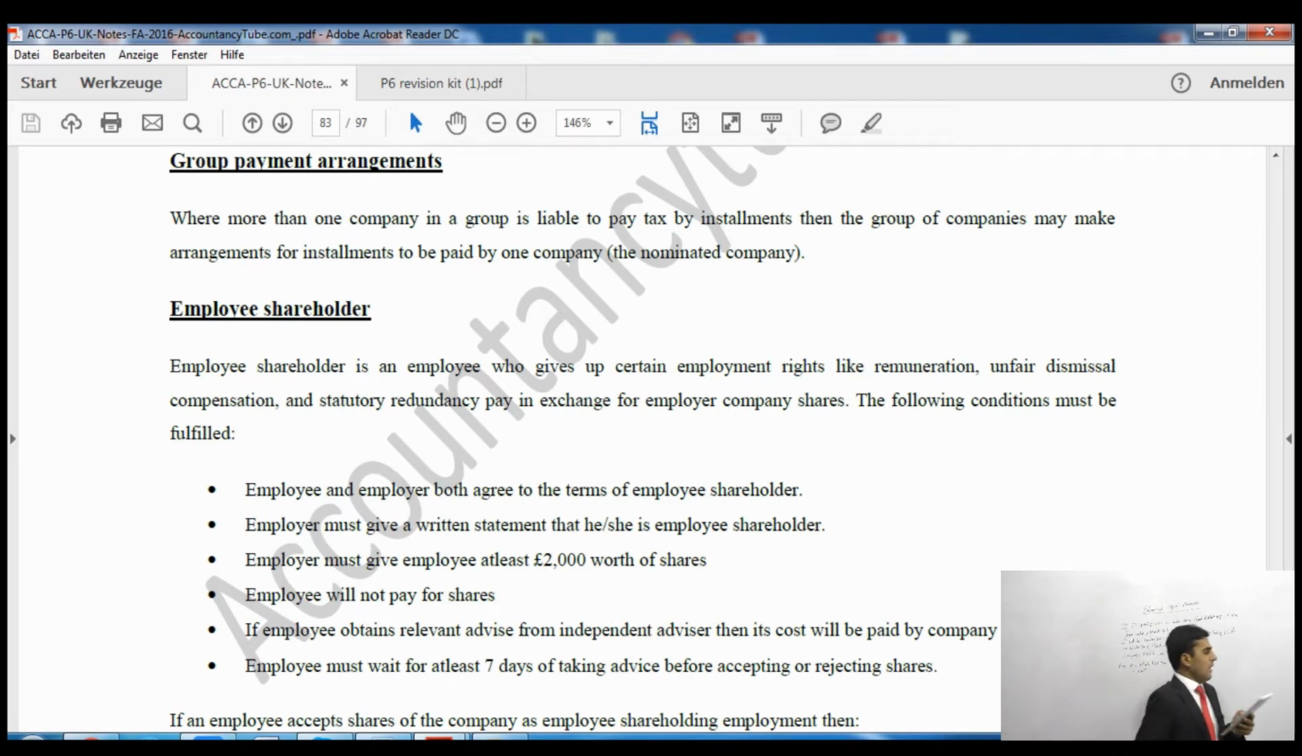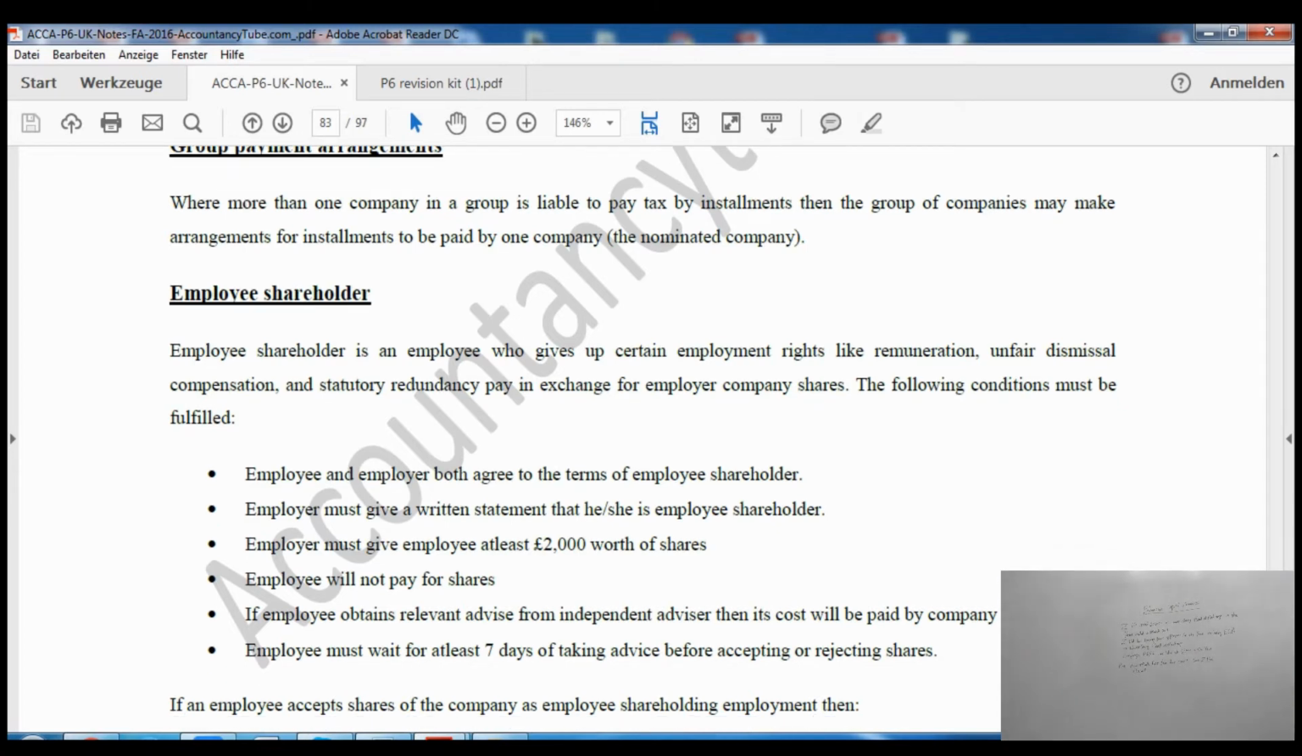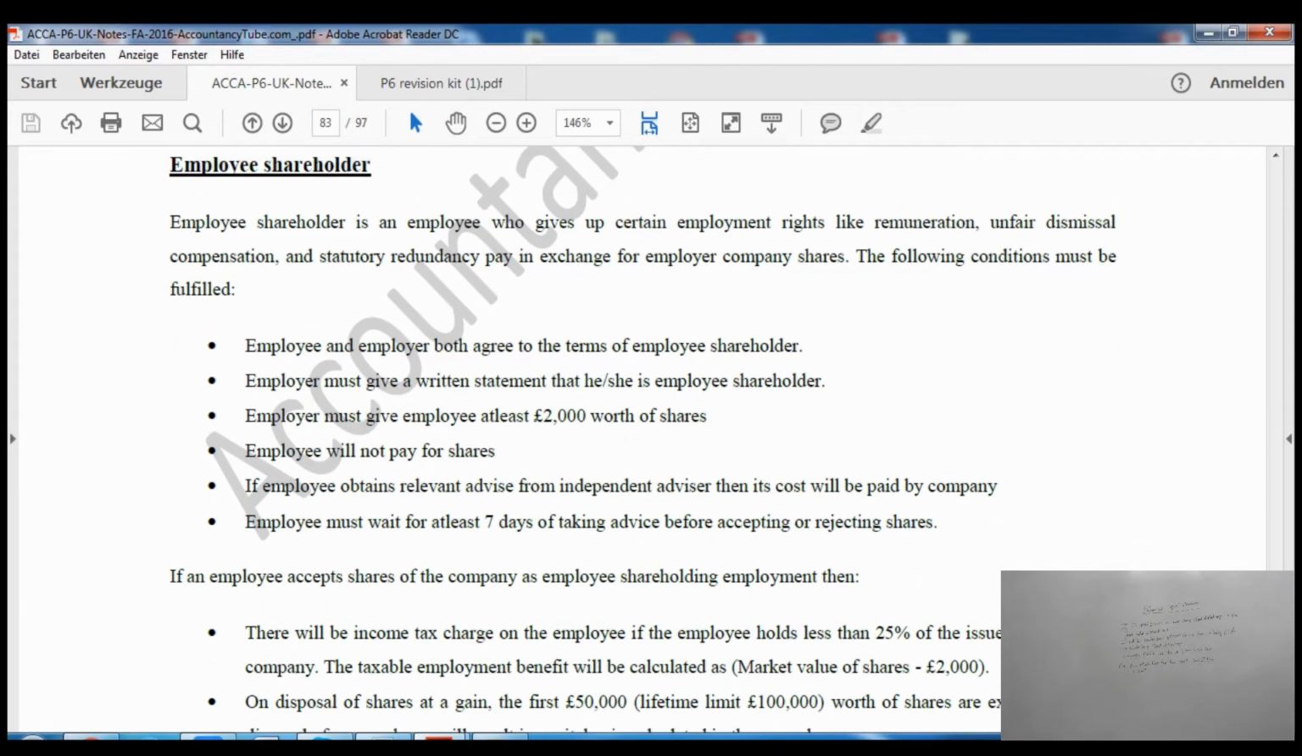Right? Our next topic is very, very important. If you just mark it as important: employee shareholder. It is important not only from a theoretical perspective, but it is also important from a calculation perspective as well, because the examiner can examine calculations, and he has examined it in one of the previous exam sittings.